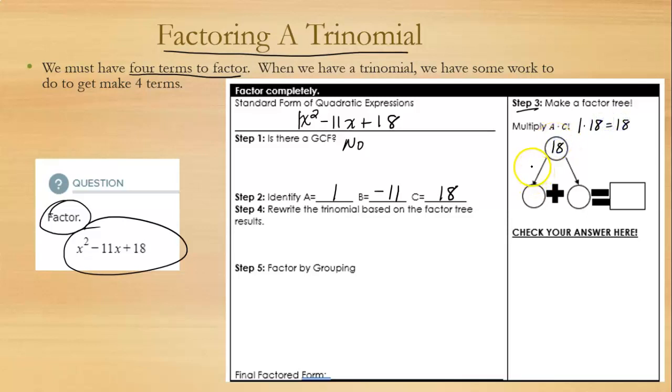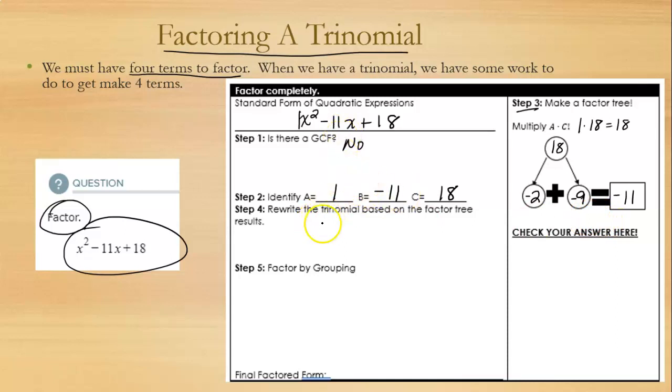Now there are lots of things that multiply to be 18, 1 and 18, 2 and 9, 3 and 6, but I need these to add to be negative 11. Well, 1 times 18 isn't going to add or subtract to make 11. 2 times 9 might be possible. Let's try 2 and 9. 2 and 9 multiply to be 18, but they don't add to be negative 11. But if I make both of them negative, negative 2 times negative 9 is positive 18, and negative 2 plus negative 9 is negative 11.